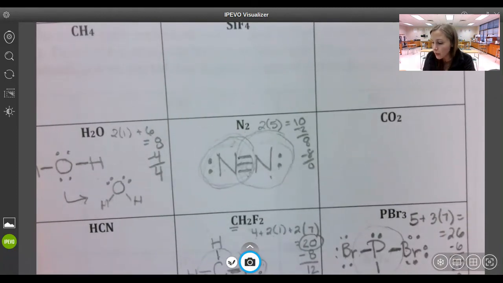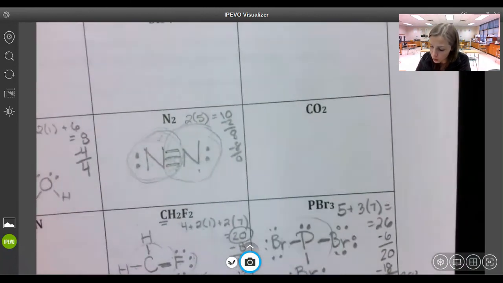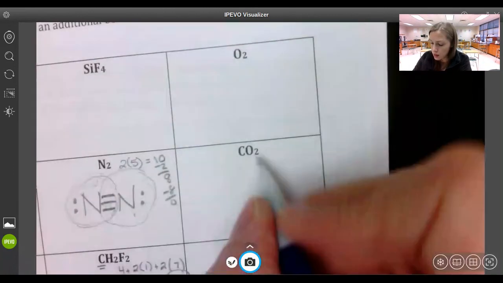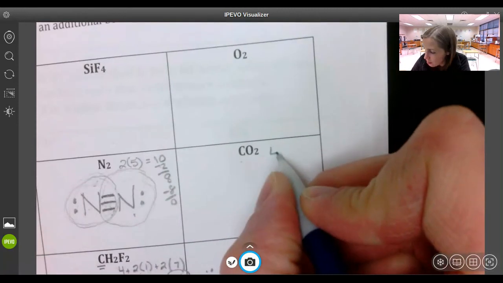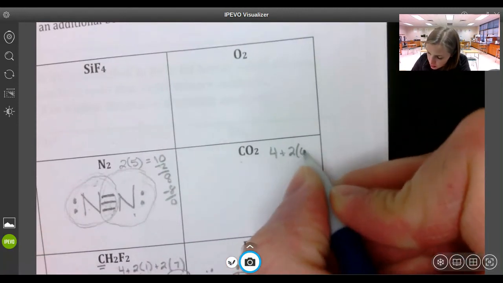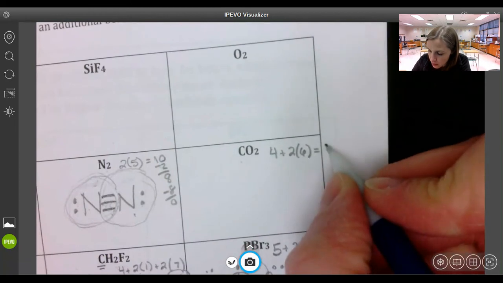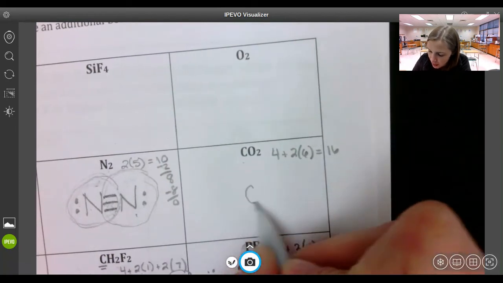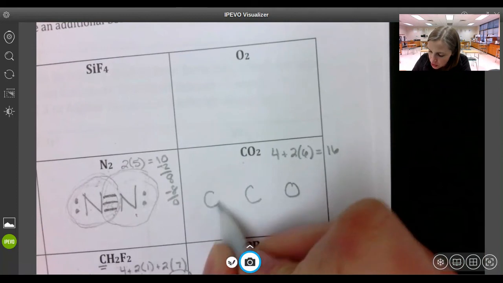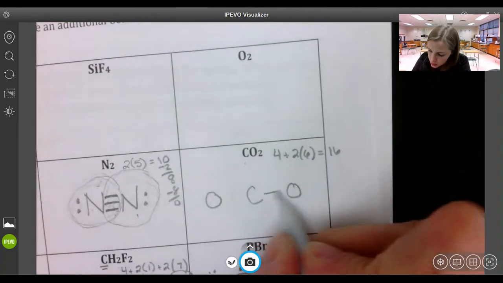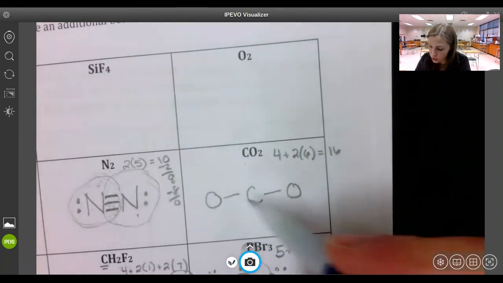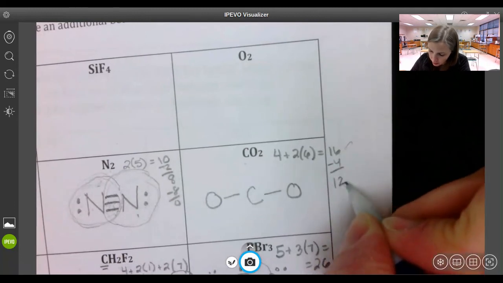Okay, if I look at CO2 over here, carbon dioxide, carbon's going to be in the center. Carbon has 4 valence electrons. Each oxygen has 6. So 2 times 6 gives me 12, and 4 more is 16. So I'm going to have carbon in the center and put my oxygens on the outside. Start with single bonds, as always. So that's 2, 4. Okay, I have 12 left.